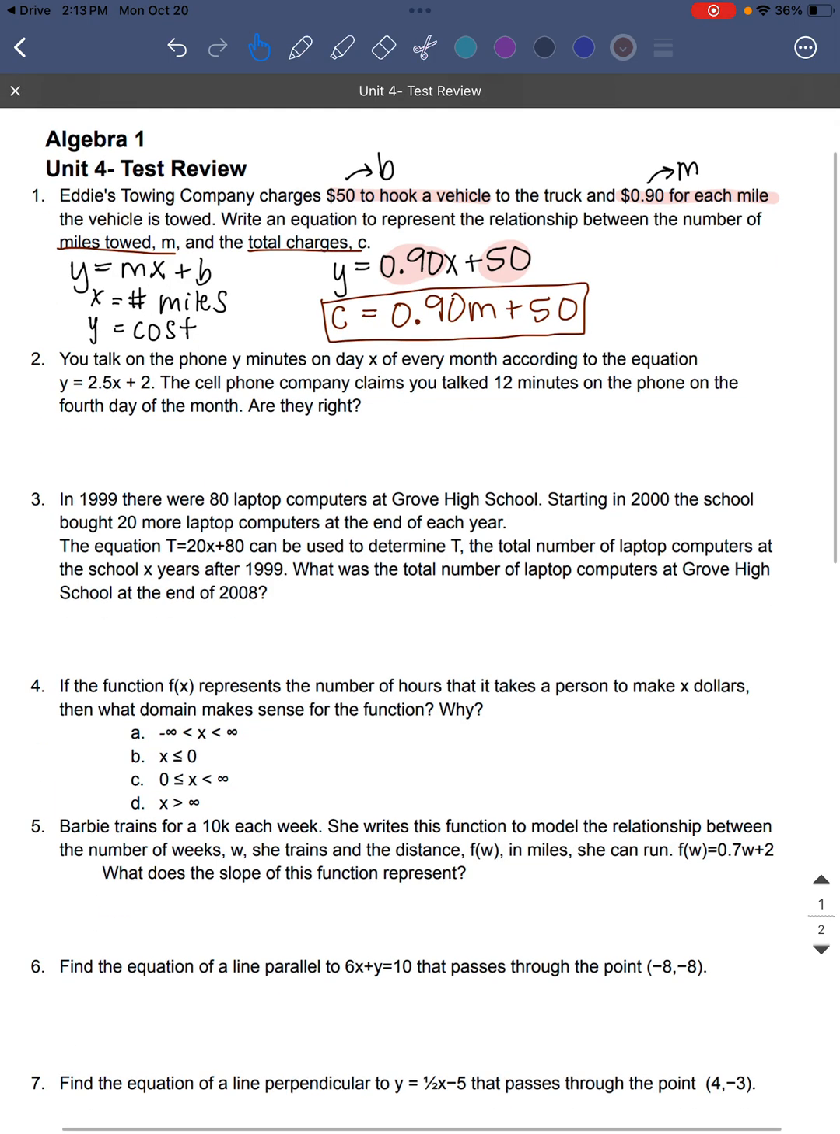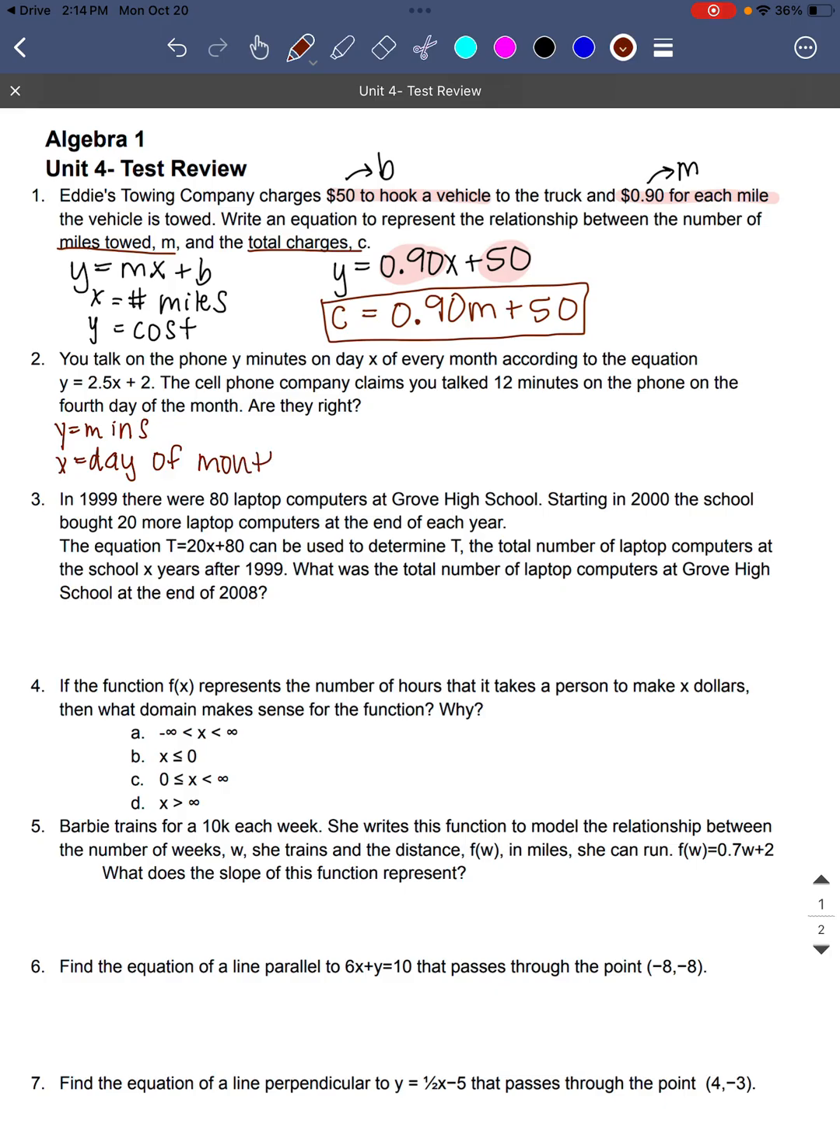Number 2, it says you talk on the phone y minutes on day x of every month. So I'm going to make a note off to the side again. So y is minutes, x is day of month. So we're using the equation y equals 2.5x plus 2. The cell phone company claims you talk 12 minutes on the phone on the 4th day of the month. Are they right? Well, let's see how many minutes we talk on the 4th day of the month.